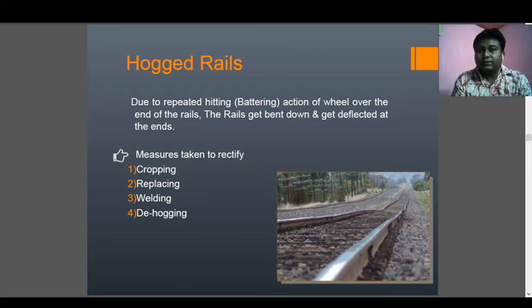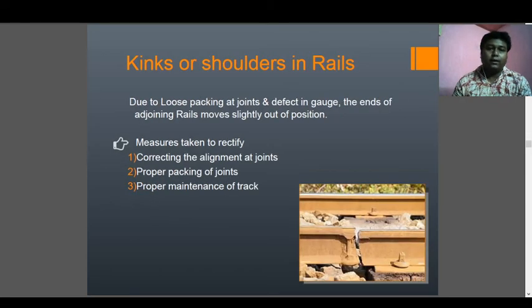So the measures taken to rectify are cropping, replacing, welding, and dehogging. Next are the kinks or shoulders in the road. Due to the loose packing at the joints, as I said, some joints are there to join the individual segments of the railway track. So due to the loose packing at joints and defects in gauges, the ends of adjoining rails move slightly out of position, meaning it is not in the same alignment.